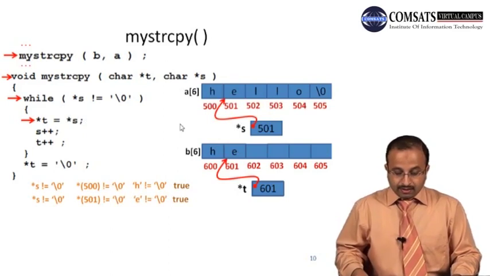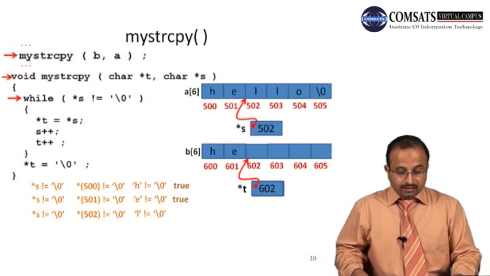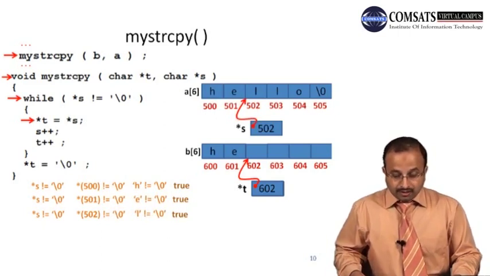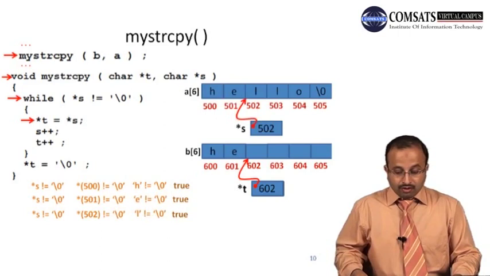Right? Then it again increments the pointers. First it increments s. This is the increment. It points to the next byte in that array. Increment t, it points to the next byte in that array. And then it checks the while condition again. So this is the condition. *s is *502, the value at address 502, that is l. So l not equal to null condition is true. Then the assignment statement: the value at *s is l. So it will copy l to the *t position, and then we have l over here, right?